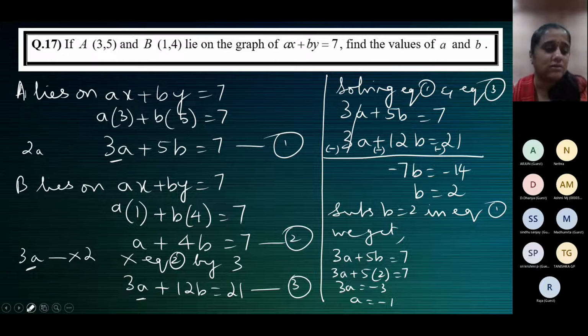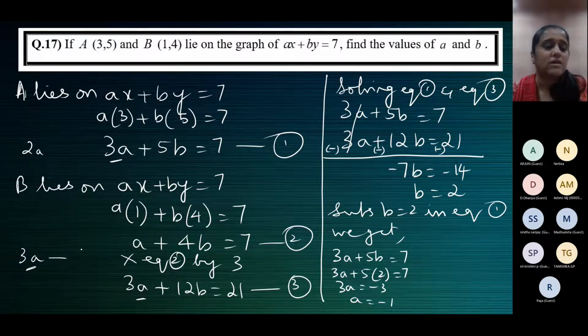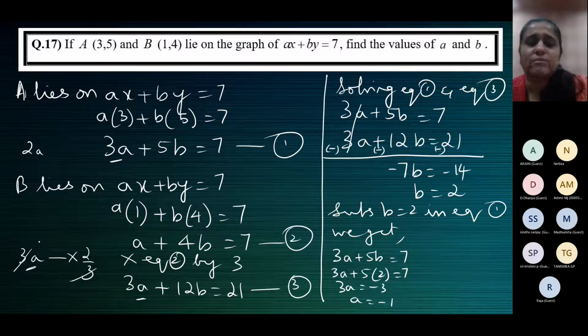Now, you may think, what if I do this? You will say, okay, I'll multiply by 2 by 3. If I multiply by 2 by 3, the 3 and 3 will get cancelled and you'll get 2A. You can do that also, but you'll get fractions everywhere. Am I clear?